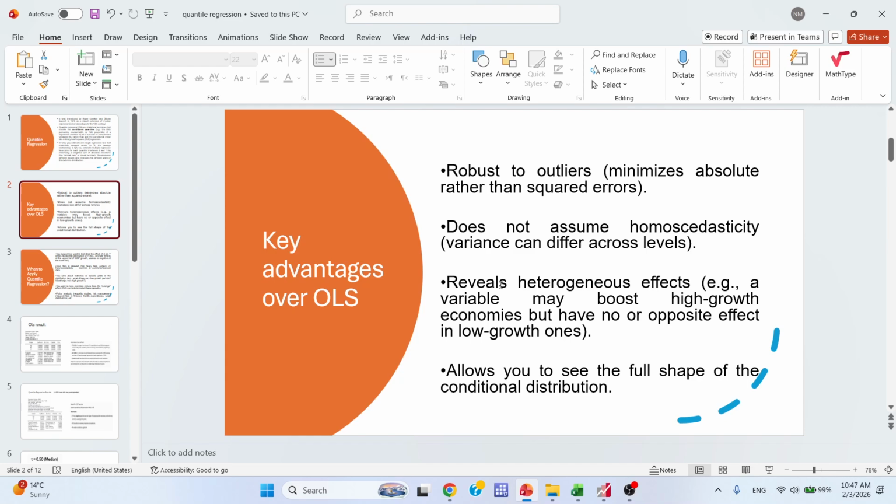The third advantage is that it reveals heterogeneous effects. A variable may boost high-growth economies but have no effect, or a different effect, in low-growth ones. With quantile regression, you can check both the lower and the higher effects. The last advantage is that it allows you to see the full shape of the conditional distribution.